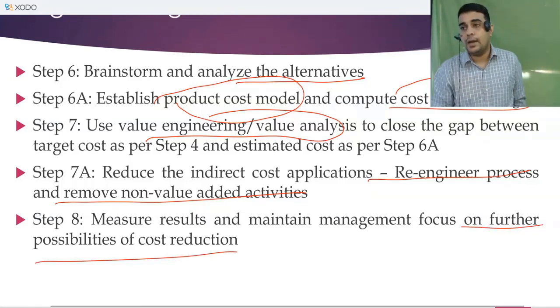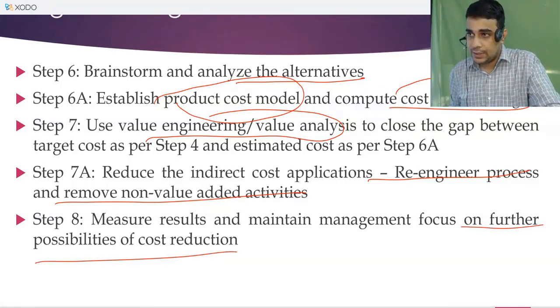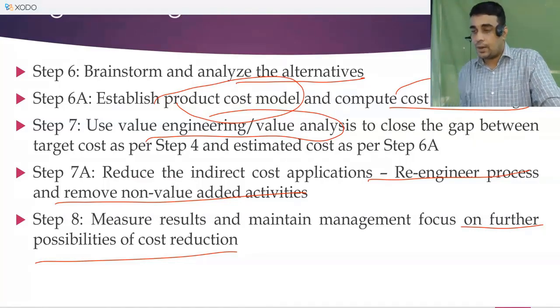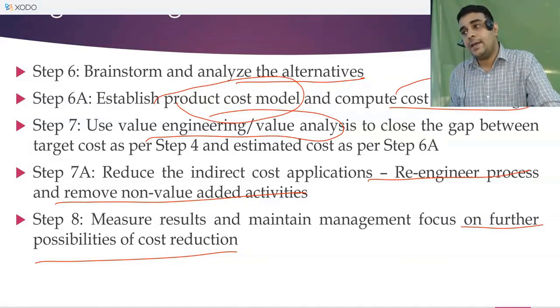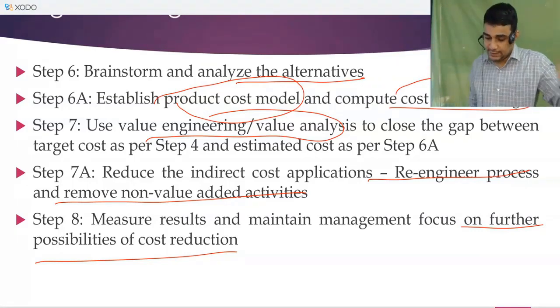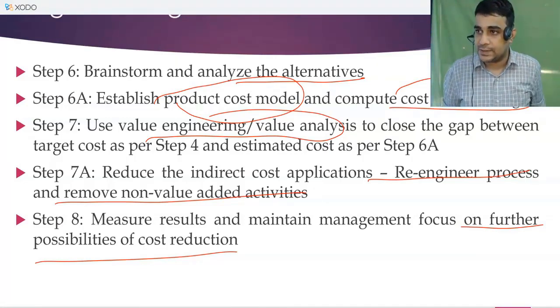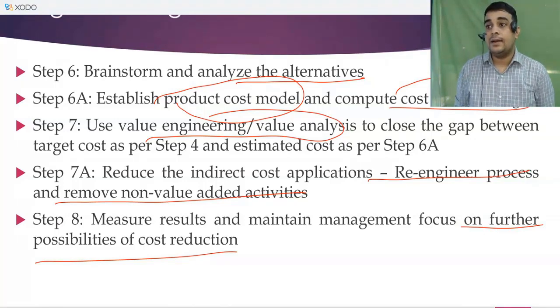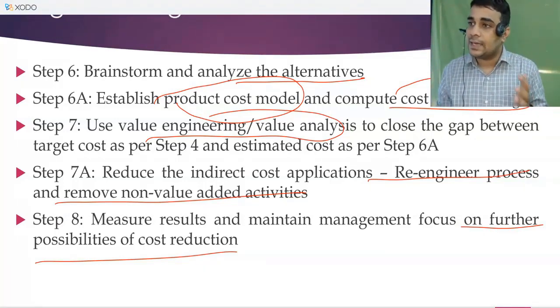So in step 1, we said that I'll have to reorient the culture of the organization. After reorienting the culture, understand what the customer wants. After understanding what the customer really wants, you decide the market driven selling price. Then in 3A and 3B, we were calculating the volume and the profit which is needed, and then decide on a target cost. There should be a balance between the target cost and the customer requirements.